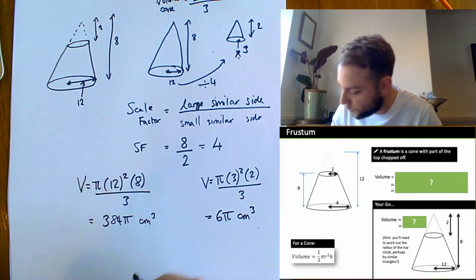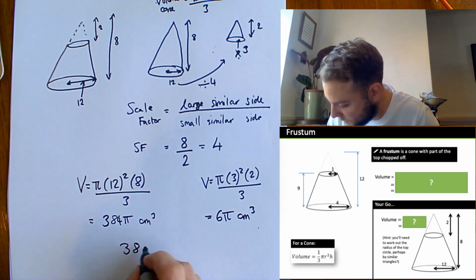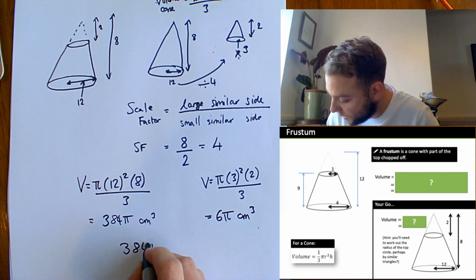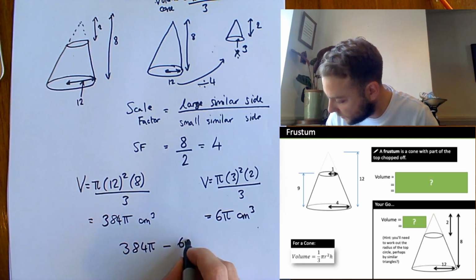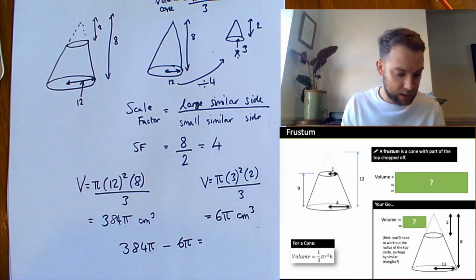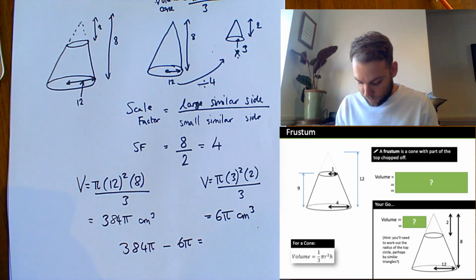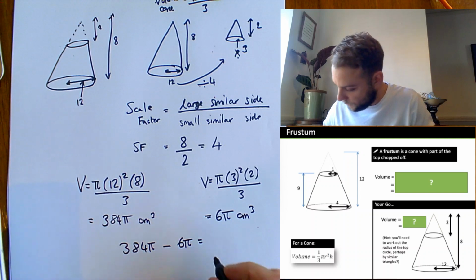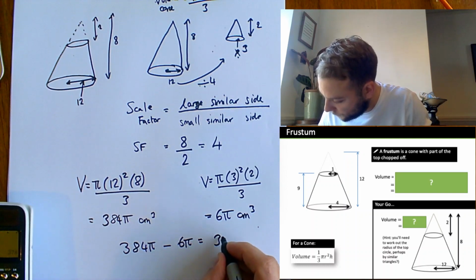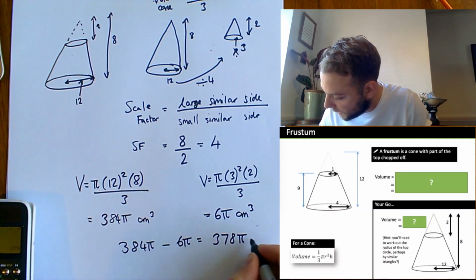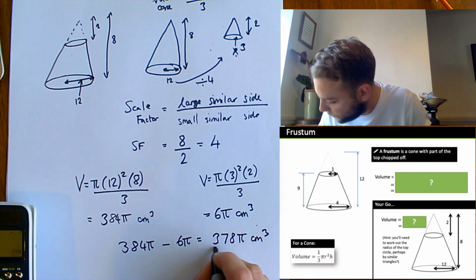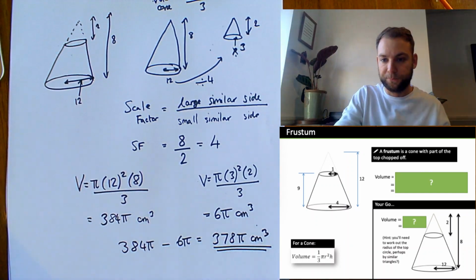To find out the volume of the frustum, I'm just going to subtract these. You could do this not in terms of pi. I've decided to do it in terms of pi. So 384 pi minus 6 is equal to 378 pi centimetres cubed. Brilliant.